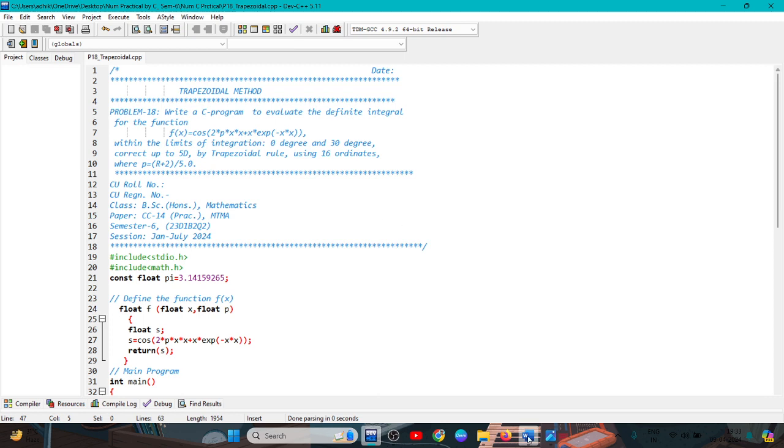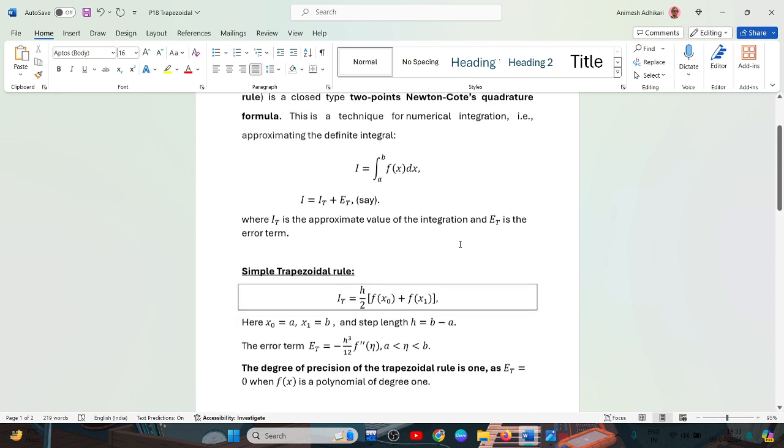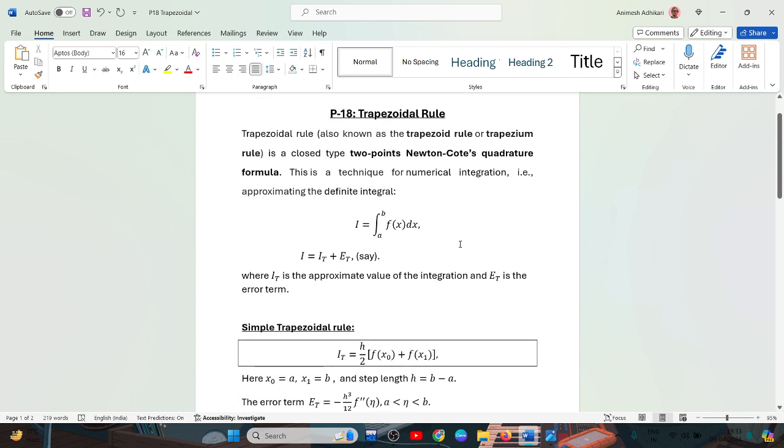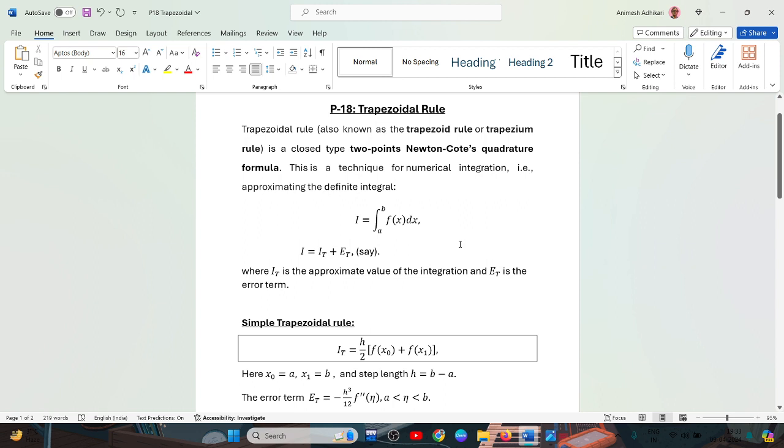Now first we discuss about trapezoidal rule. Trapezoidal rule, also known as trapezoid rule or trapezium rule, is a closed type, 2 points Newton Cotes quadrature formula, and this is a technique for numerical integration, approximating the definite integral a to b f(x) dx, which is equal to I, the exact value I. Now this I equal to It plus Et, say this It is the approximate value of the integration and Et is the error term.